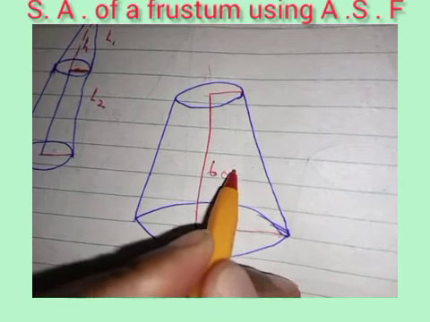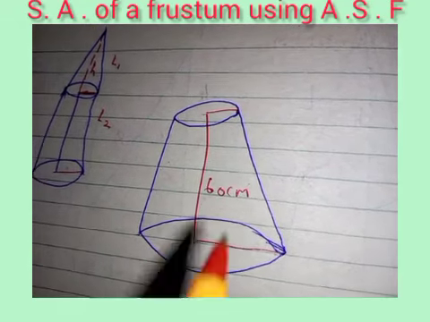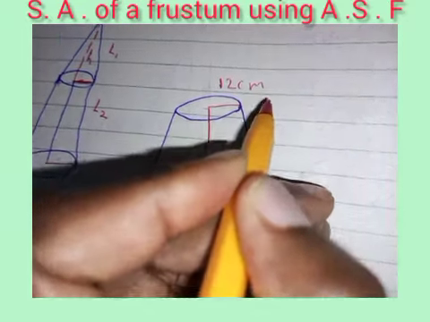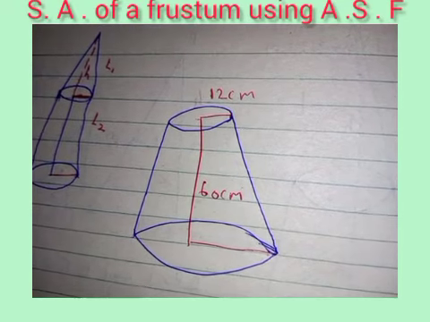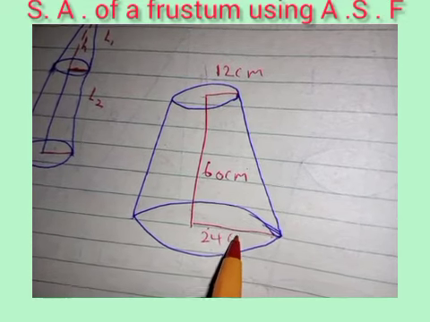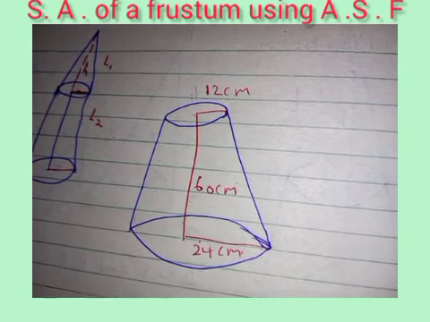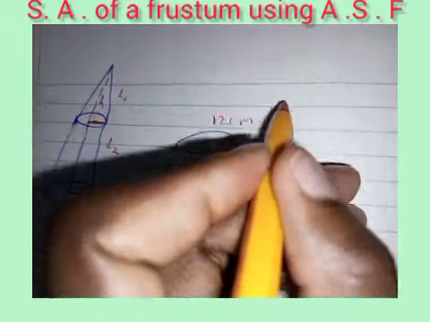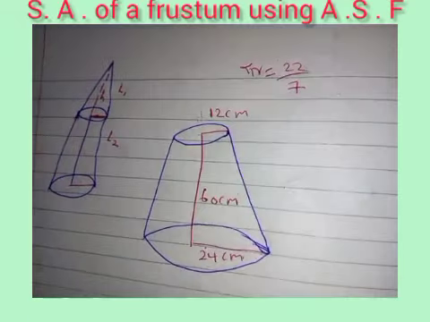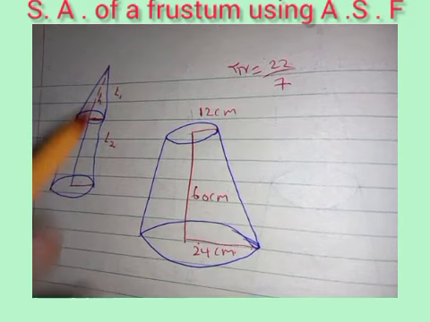You are told the vertical height is 60 centimeters. And then you are told the top radius is 12 centimeters here. This radius is 12 centimeters. And you are given that the bottom radius is 24 centimeters. So this is 24 centimeters. You have to calculate the surface area of the stool, and you take pi to be equal to 22/7.